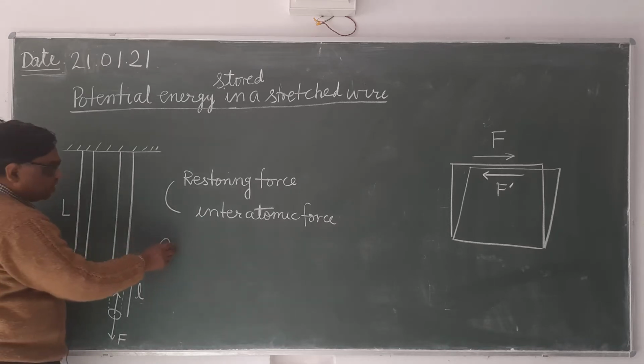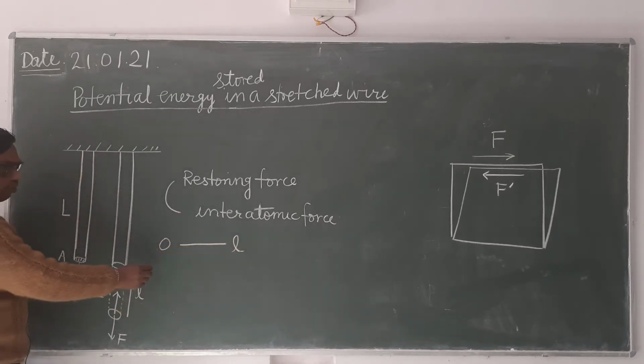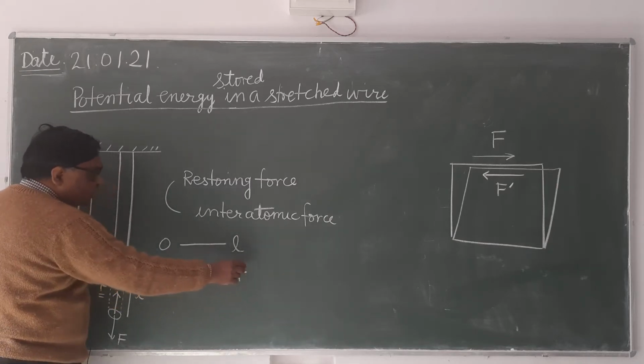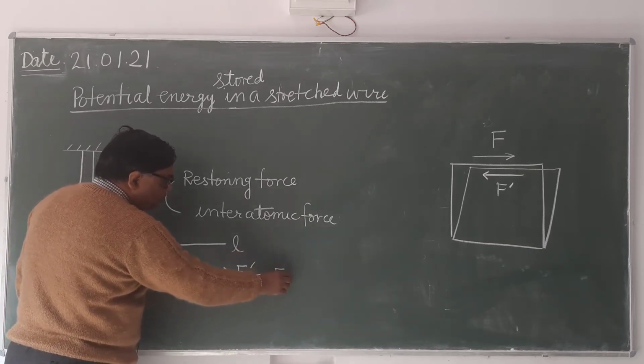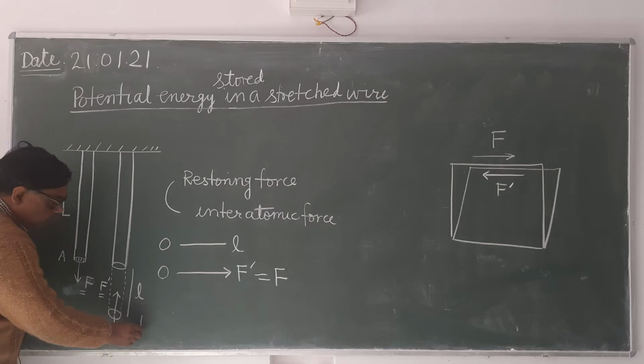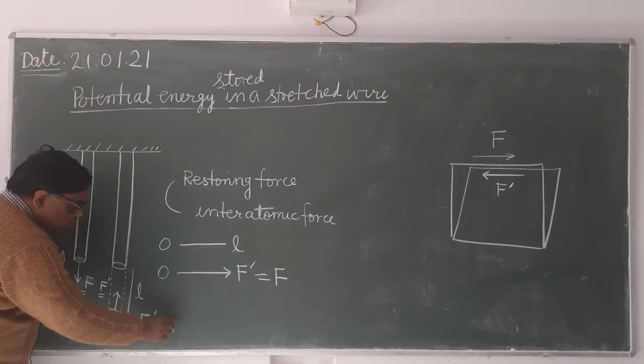As the elongation increases from 0 to L, what happens to the restoring force? It increases from 0 to F dash, and F dash will become equal to F. When restoring force becomes equal to F, what will happen? This cross section will stop moving down, and its length will not increase further. In equilibrium, F dash will be equal to F.